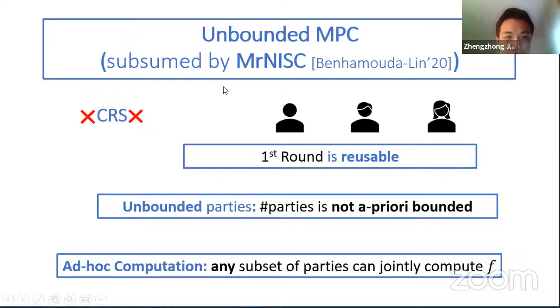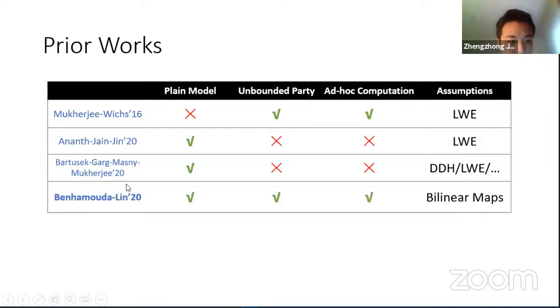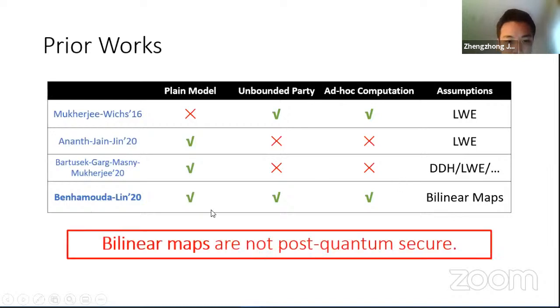Such a notion was subsumed by the previous work of Mahmoud and Lin, and they call this notion Mr. NISC. Previous works on two-round MPC protocols with a reusable first round message are either in the CRS model, or don't satisfy the unbounded parties property or the ad hoc computation property. The exception is the previous work of Mahmoud and Lin, where they achieve all the properties, but their assumption is bilinear maps. But bilinear maps are not post-quantum secure.